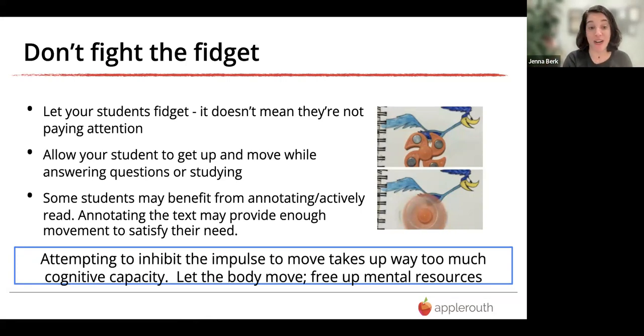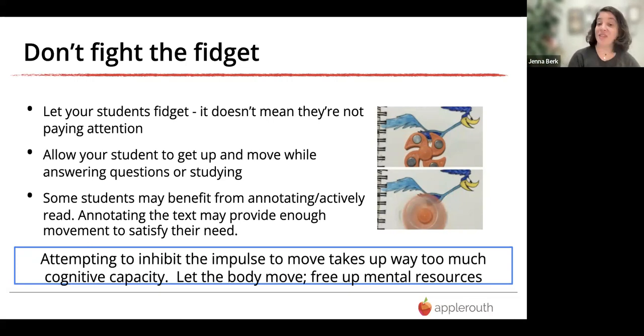We would take a break in the middle of the session and he would show me the family photos, right? Allow students to get up and move while they're answering questions, while they're studying. Sure, go get a drink. It is fine to move around. If you are spending all of your energy trying to stop moving, it's harder to think. So let the body move, free up your resources.